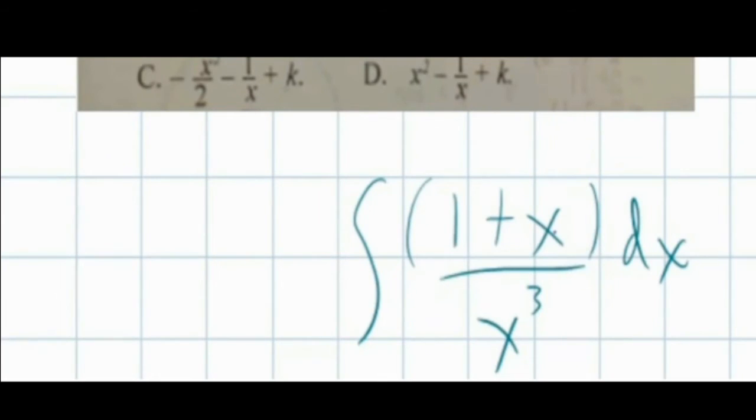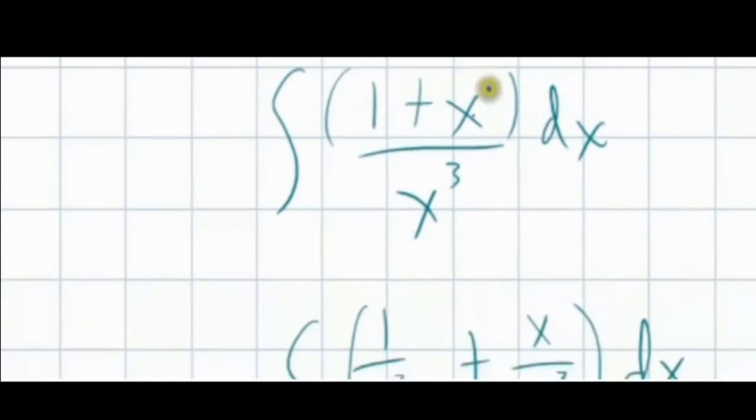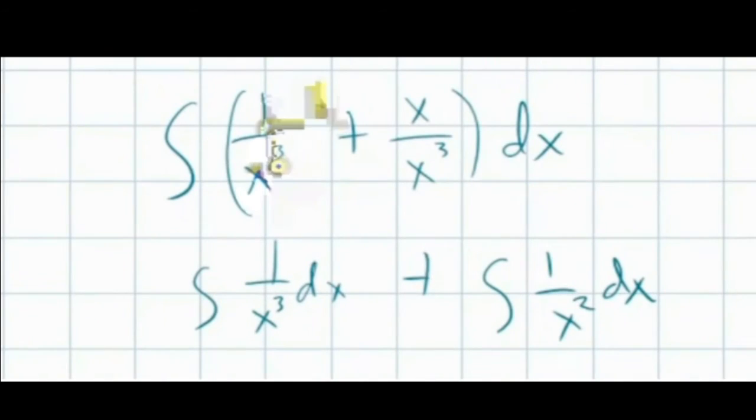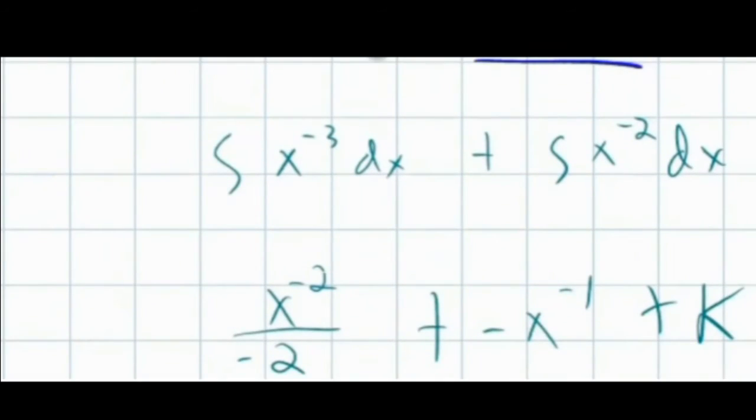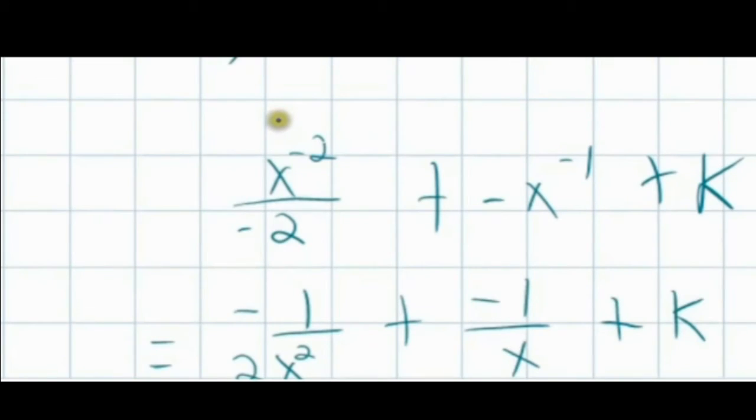Question 38 wants us to integrate, and so this is what we're integrating here, 1 plus x over x cubed. So the first thing I did was I split this up. I said 1 plus x over x cubed is the same as saying 1 over x cubed plus x over x cubed. That allowed me to make two different integrals that I could work with separately. So 1 over x cubed is the same as saying x to the negative third power. To take the integral of that, I would get x to the negative 2 over negative 2.